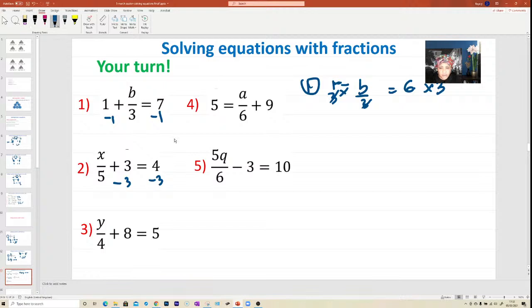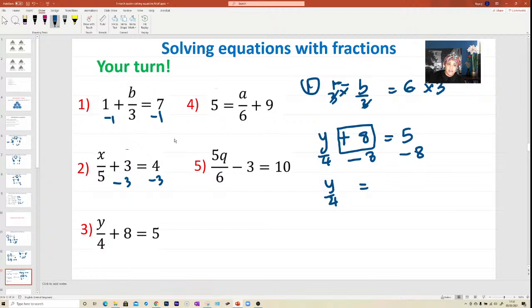And for number 3, we got y over 4 plus 8 equals 5. So we want to get rid of plus 8. Okay, remember the sign? Plus 8, so minus 8 and minus 8 on this side. So we have y over 4 is equal to 5 take away 8, which is negative 3. So to get rid of this 4, we need to multiply by 4 on both sides. So 4 over 4 is 1, and then y is equal to negative 12. Okay, so mark your work as you go, guys. I'll get rid of this.